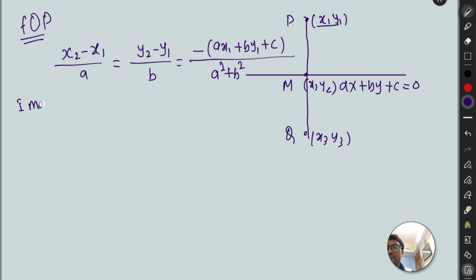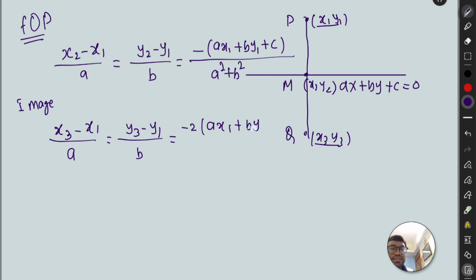For image, the coordinate of image is x3 and y3. So x3 with respect to x1: (x3 minus x1) divided by a equal to (y3 minus y1) divided by b equal to. For foot of perpendicular, we use 1 or negative 1. For image, we use minus 2 times (ax1 plus by1 plus c) divided by (a square plus b square).